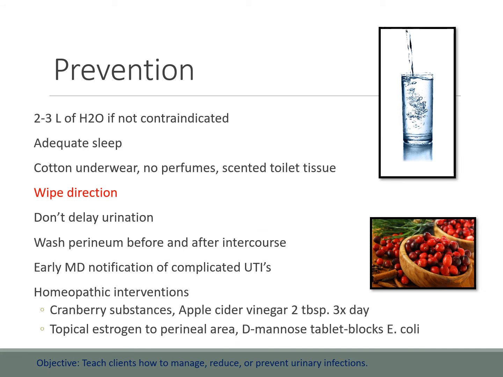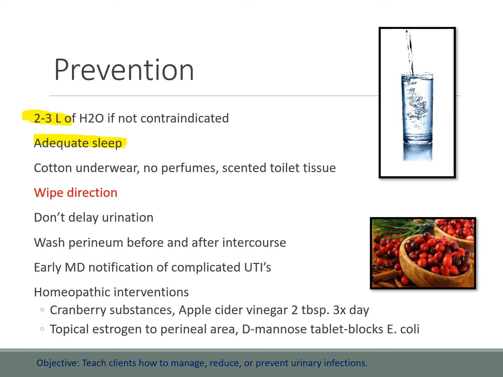Prevention. This is so important. So do you remember how much liquids our patient has to drink? About 64 to 100 ounces per day. And that's if there's no contraindication. This means your patient needs to void about 7 to 10 times per day, constantly flushing the urine out of their bladder. Adequate sleep is important because sleep is connected to your immune system. So if they're not sleeping, their immune system is not going to be best.